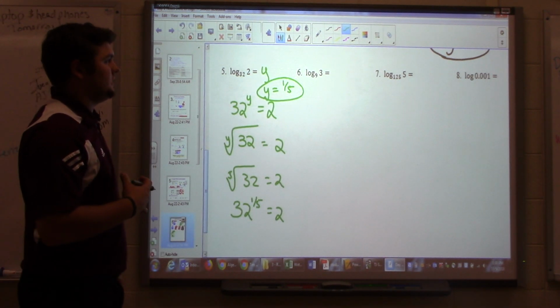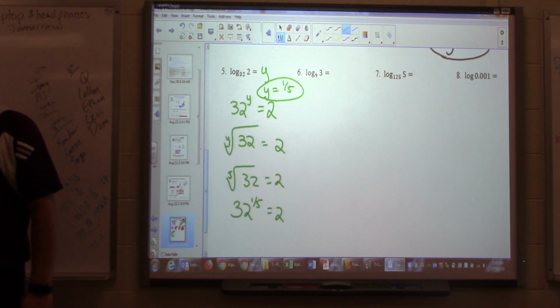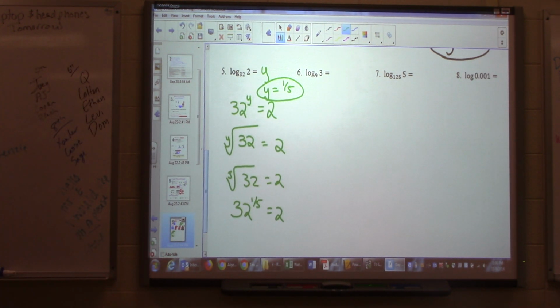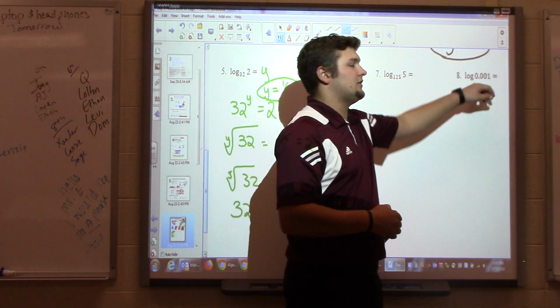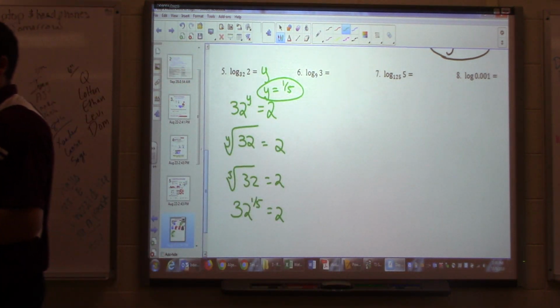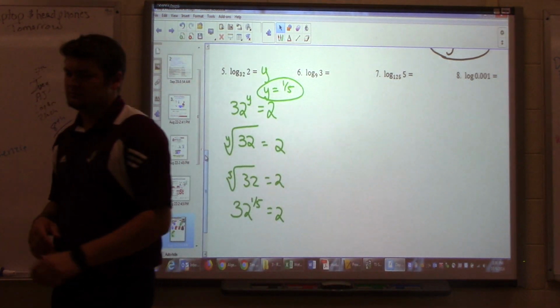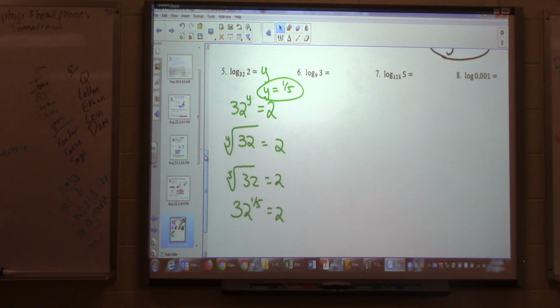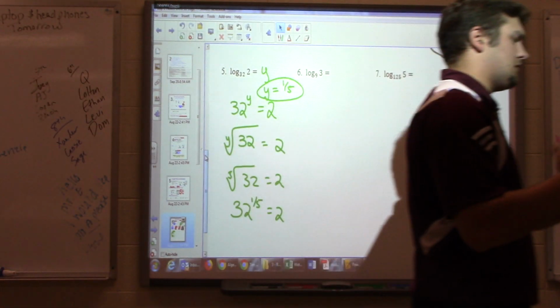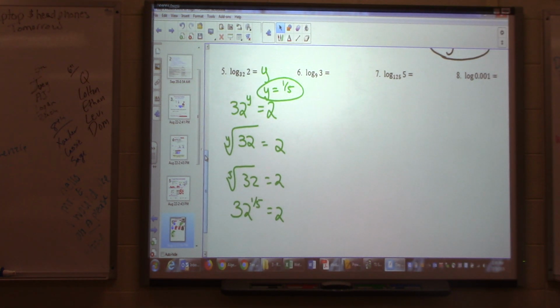Alright, I want you to try the next 3 now. Please. For the last one, it might be helpful to change it from a decimal to a fraction. Might be. You don't have to though. We'll go over those 3 problems. We've got one more thing to talk about. Make sure we're trying the problems. Don't just sit there. If you're struggling, raise your hand. If you struggle and I don't know about it, I can't help you.